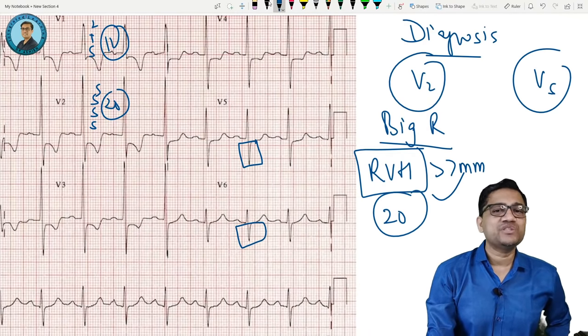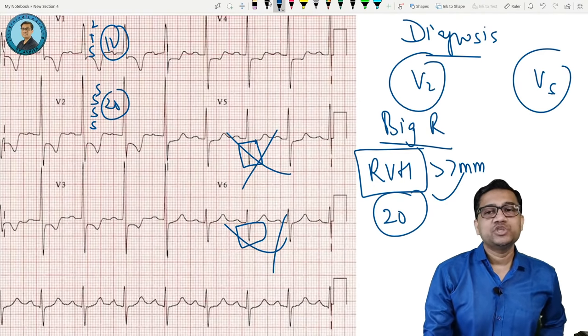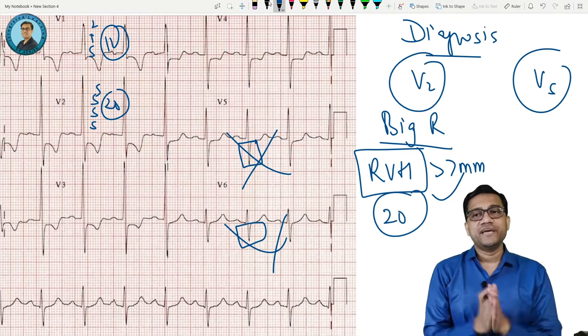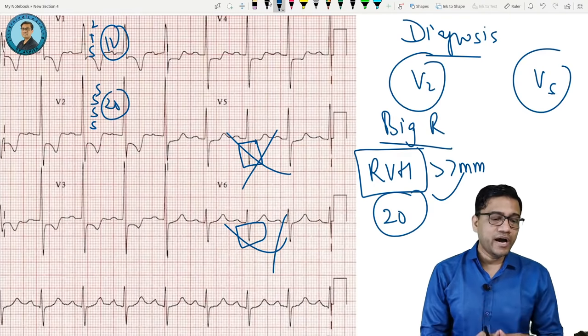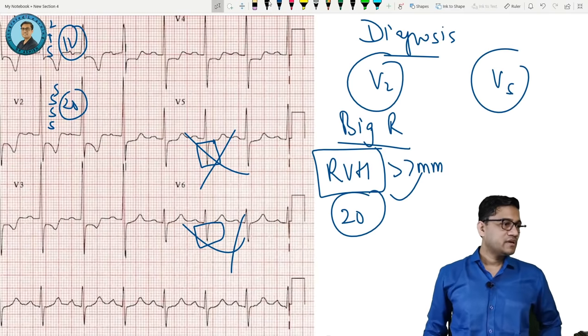Do I need to add the V5, V6 S wave? Do I need to add? Not necessary. Why? It's already diagnosed. Are you clear now? So no need to add this. So what is the confirmation? It is right ventricular hypertrophy. So the diagnosis is clear.